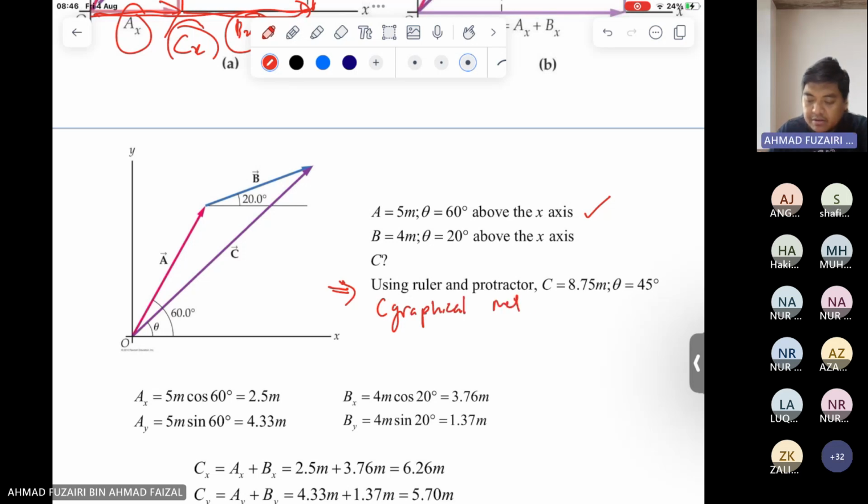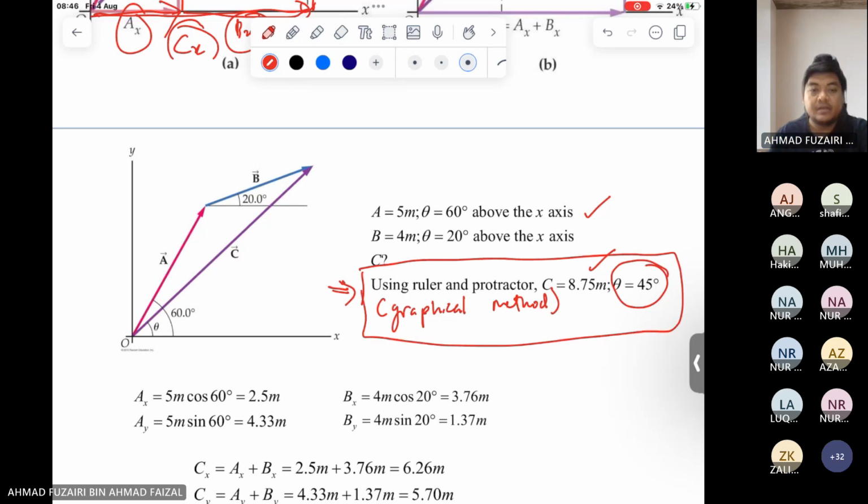This is graphical method. Kita gunakan lukisan. Kita gunakan ruler and protractor. So, kita dapat 8.75. Theta equals to 45. This one ialah graphical. Okay.